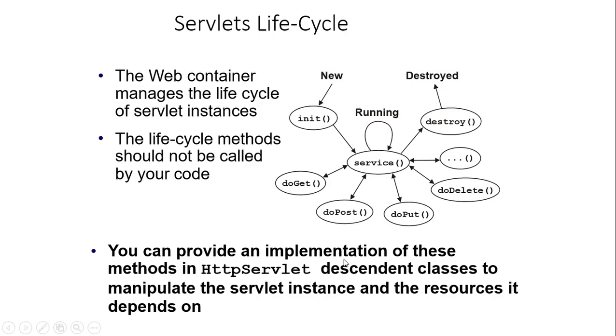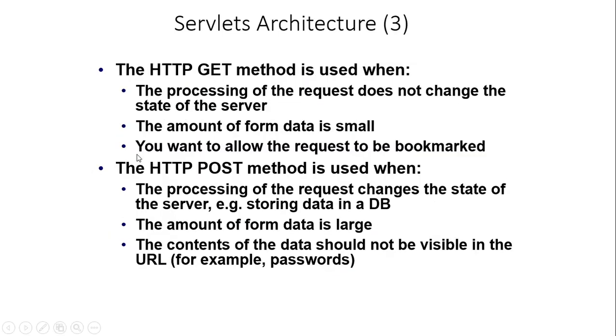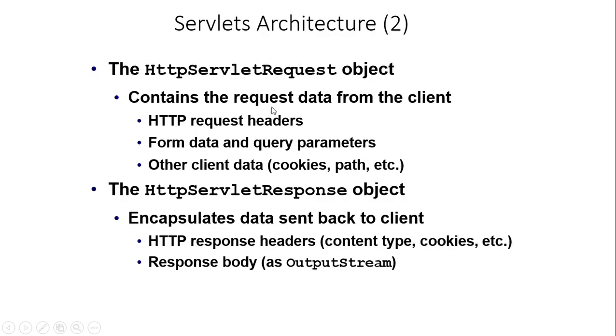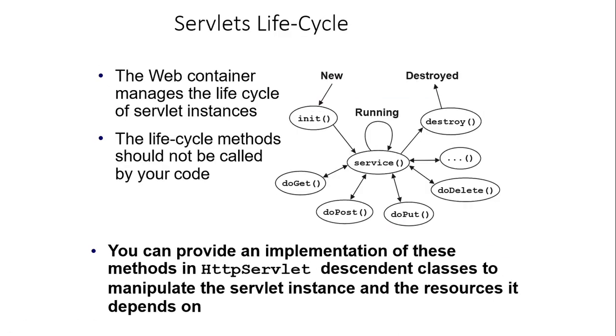Now you can provide an implementation of these methods in HttpServlet subclasses to manipulate the servlet instance and the resources it depends on. I've already discussed in the last lecture how HttpServlet helps us to send the request and get the response from the server. You can see here again the servlet get and post methods, and the servlet request object and servlet response object. So you can see how HttpServlet plays a major role in these things.